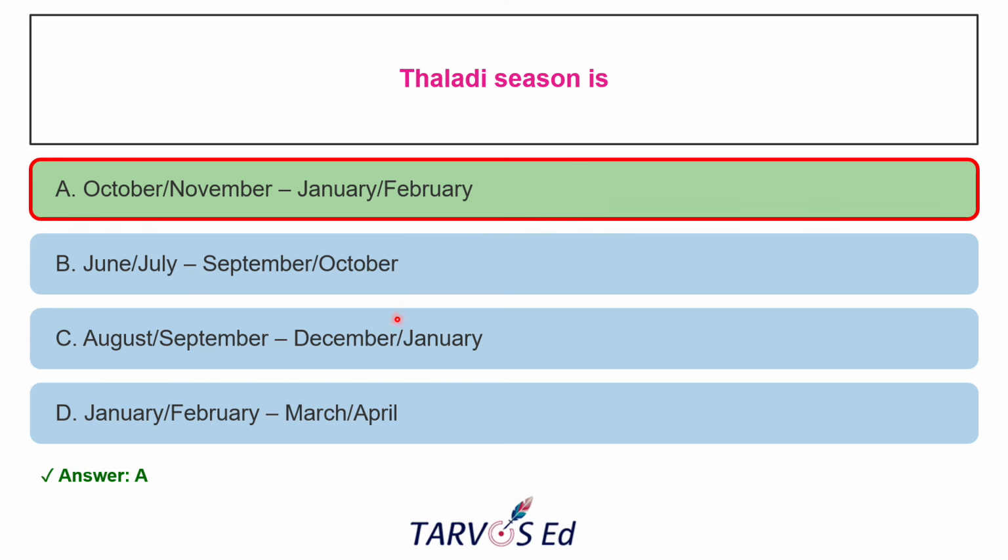harvesting. Okay, so Thaladi season, which is also known as medium term. The timing here is that it is usually sown in September, October, or November. During this period, the rice will be sown, and it will be harvested in February. The duration will be a medium duration, 120 to 135 days. So that's why this particular season is known as medium term. Medium duration crops can be sown.